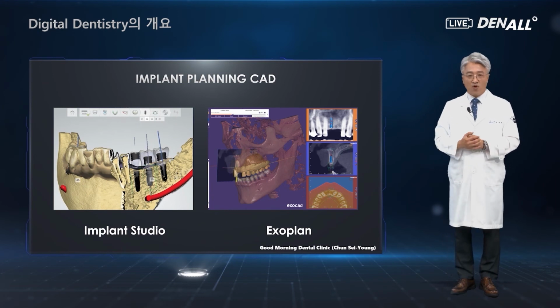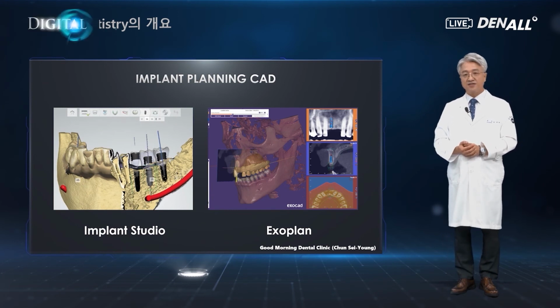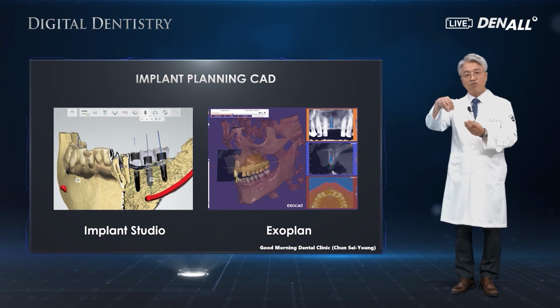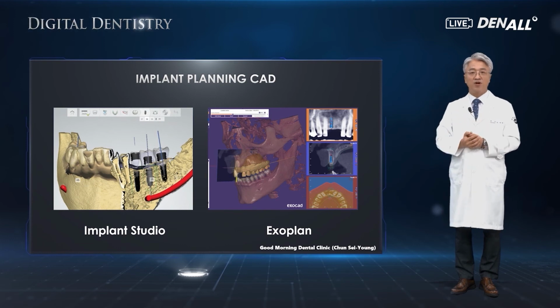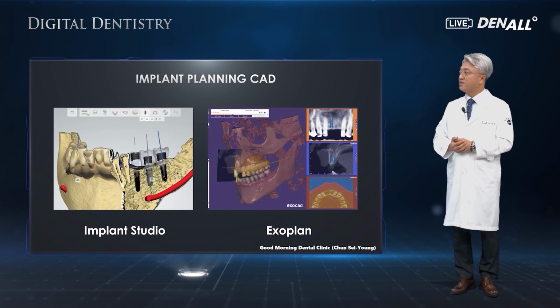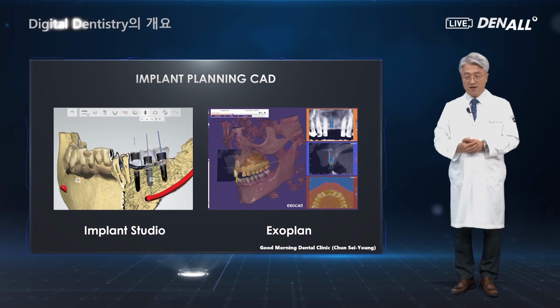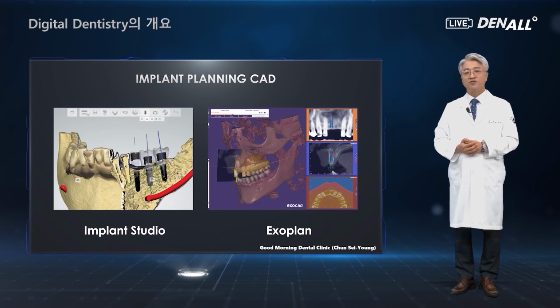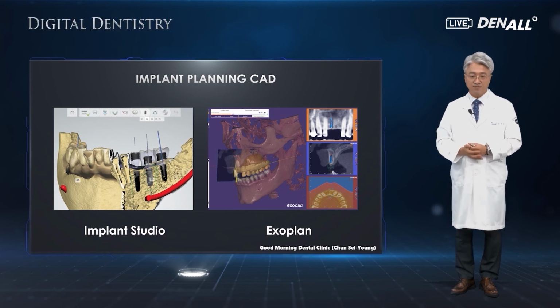Currently, OSSTEM's one guide or guided surgery is performed by many dentists. In doing the 3D guided surgery, implant positioning and the prosthesis can be simulated using software like Implant Studio. Such implant planning CAD is widely used. Implant Studio from 3Shape and ExoPlan software is used quite a lot. Implant Studio is still the most widely used, as it is the most precise and trustable software, as many people say so.